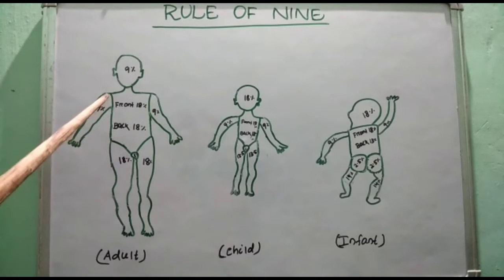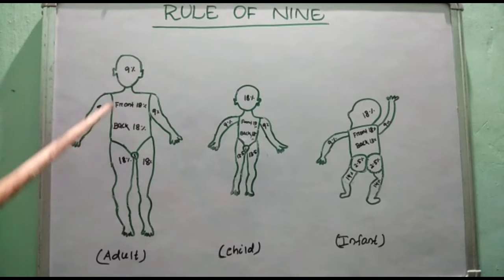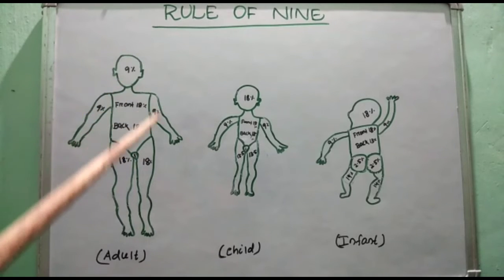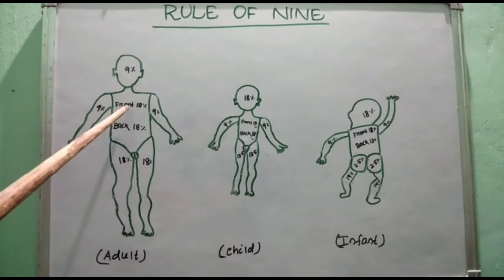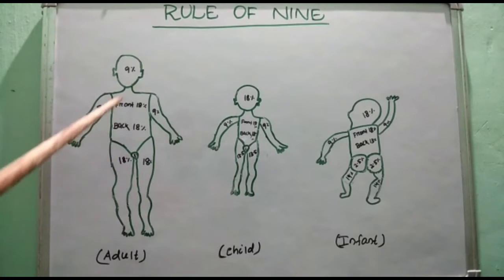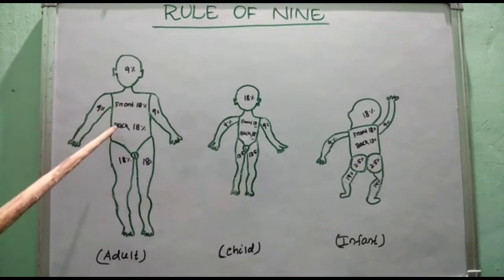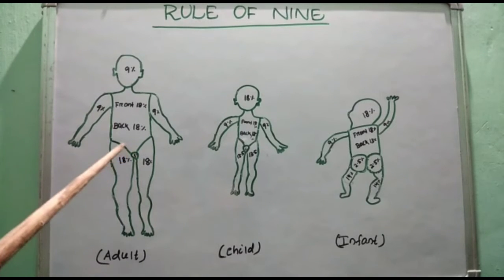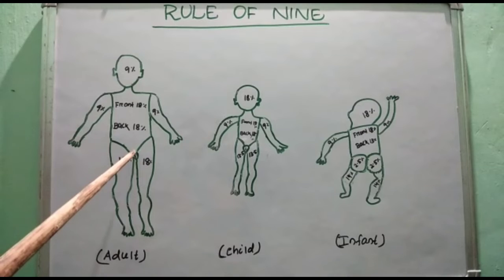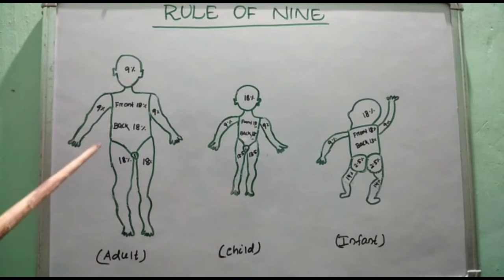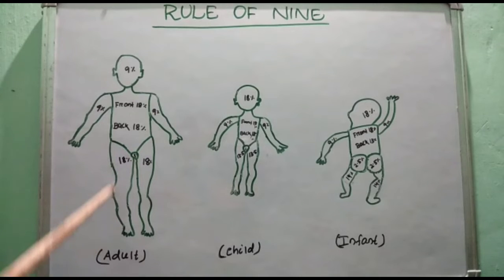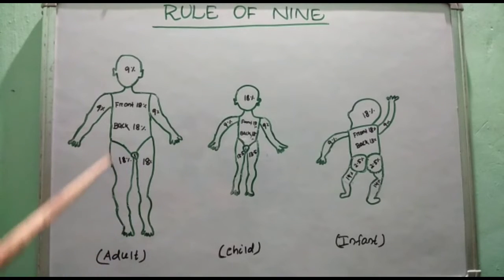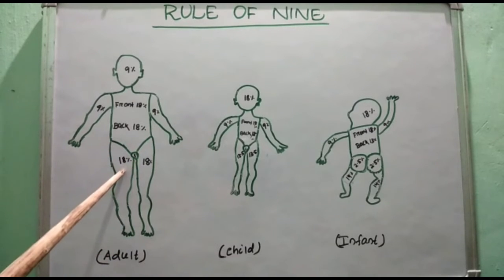Then next, if anterior trunk is bone, means if front side is bone, then we should give it 18%. If back side is bone, means posterior trunk is bone, we should give it 18%. If only genitalia is bone, it should be given 1%. If right leg is bone in total, then it should be given 18%.